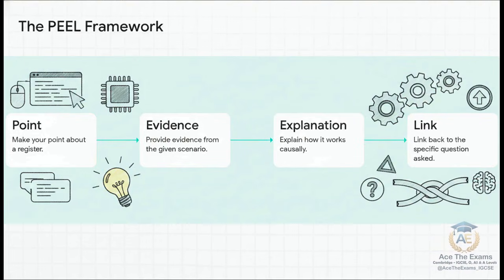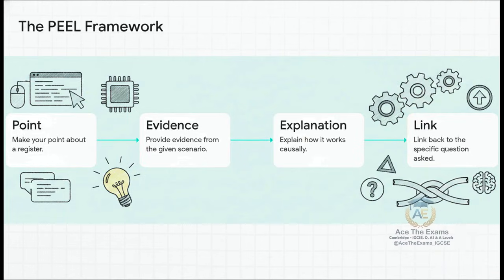Well, this brilliantly illustrates the solution, the PEAL framework. Point, evidence, explanation, link. Top students don't just write, they structurally encode their answers using this exact method. First, you make your point about a specific register. Then you provide evidence extracted directly from the given scenario. Next, you write out the explanation of how it works causally. And finally, and this is the one everyone forgets, you link it back to the specific question asked.